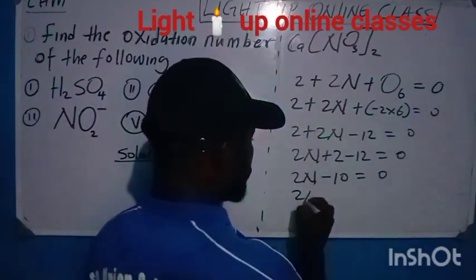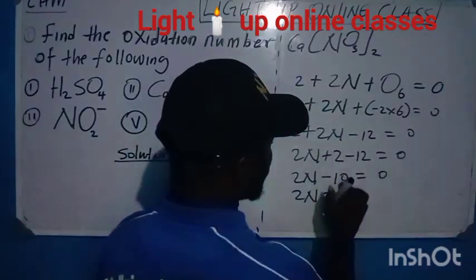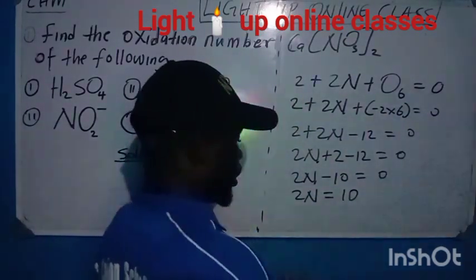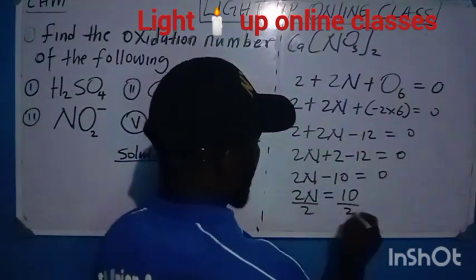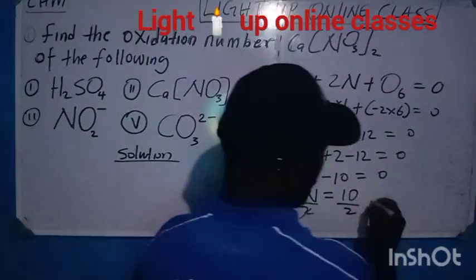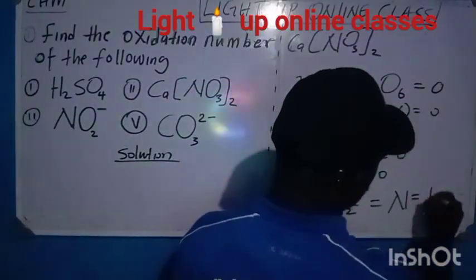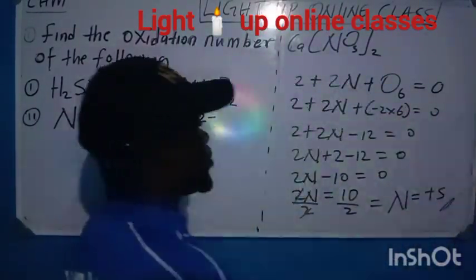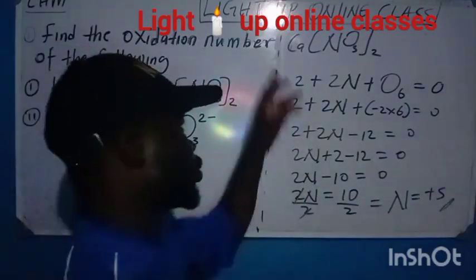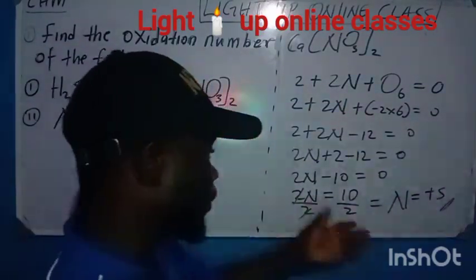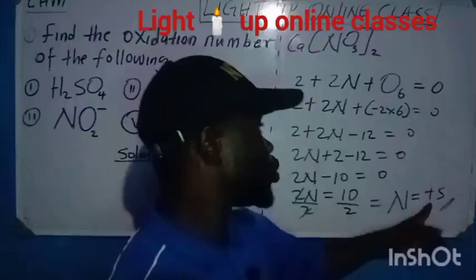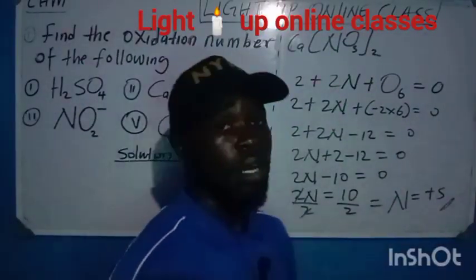So we're going to have 2 nitrogen equals 10 plus 10. Then you divide both sides by 2. When 2 cancels 2, we see that nitrogen is equal to +5. That means the name of this compound will be calcium trioxonitrate(V). So that is the oxidation number of nitrogen in this particular compound.